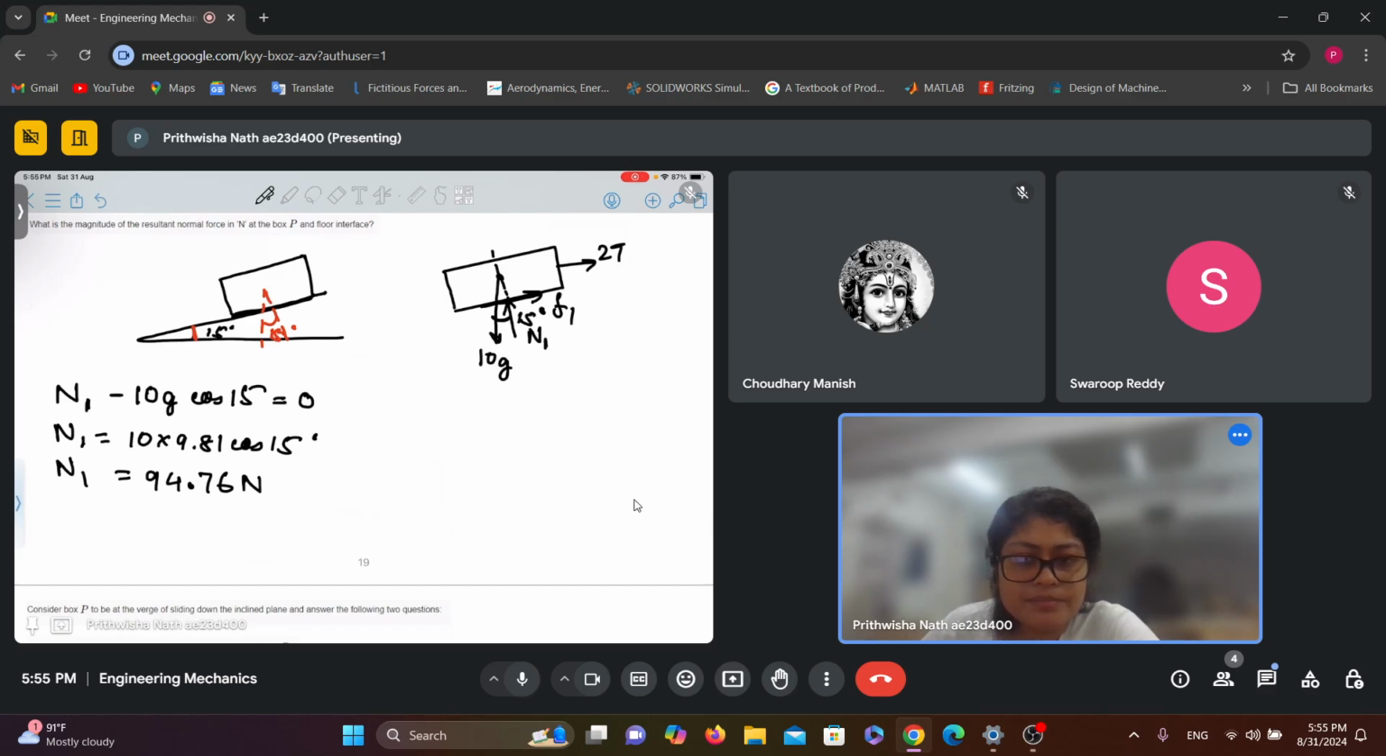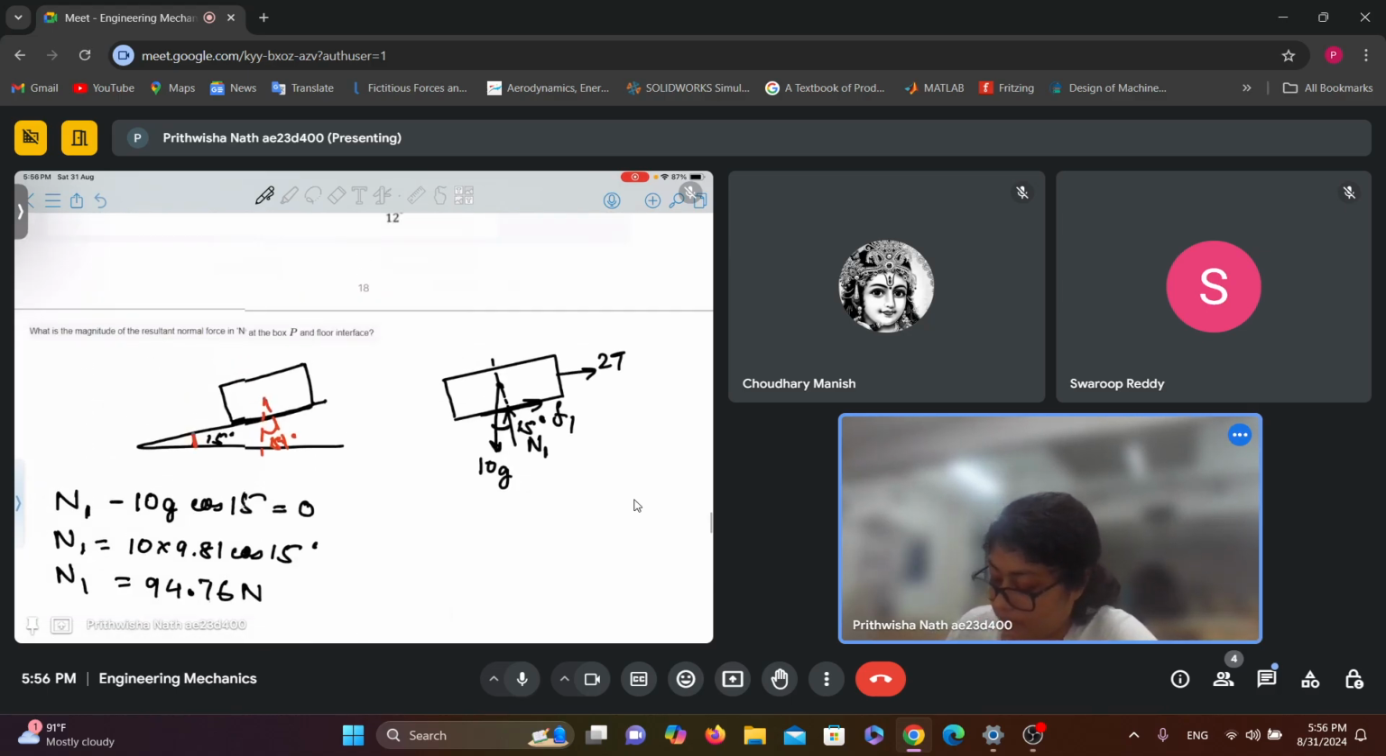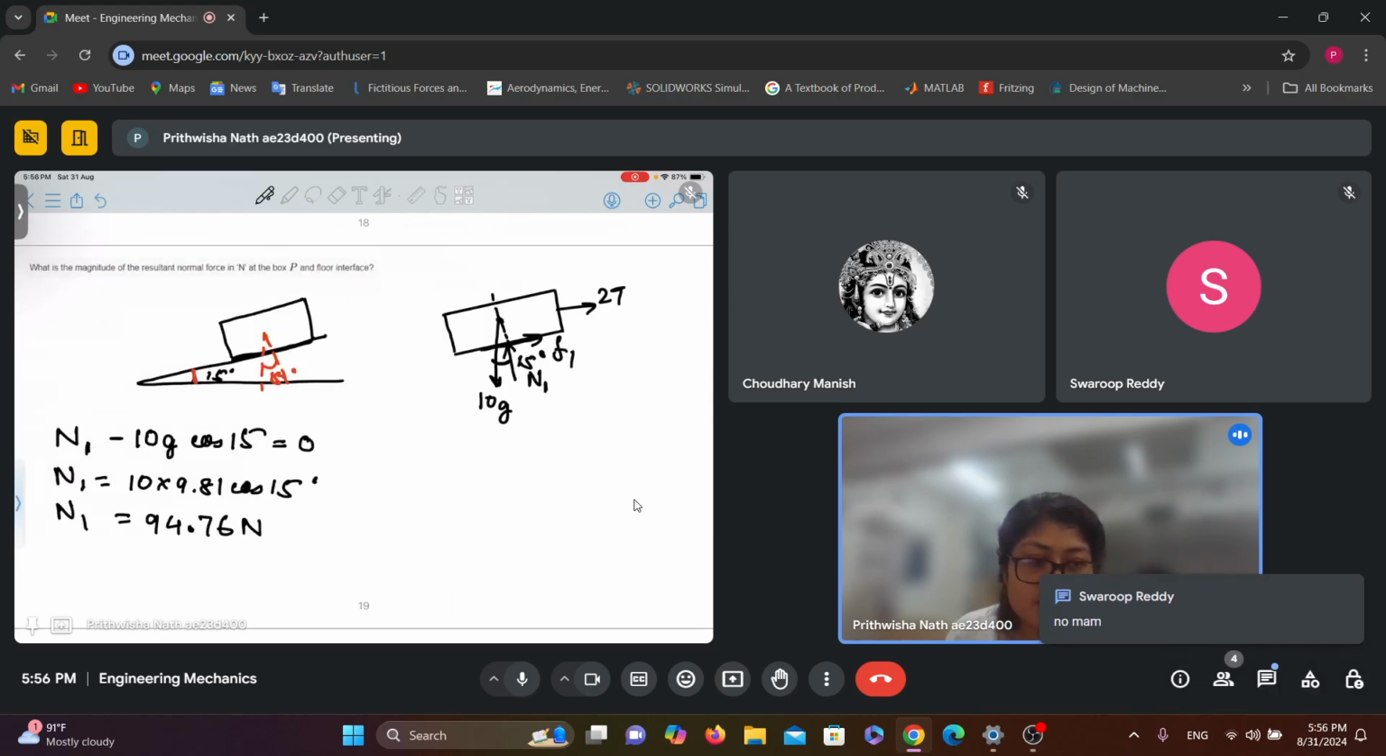Am I audible? Okay. So is there any doubt regarding this? Since the block is sliding down, so the friction will act in the upward directions, right? Yeah.